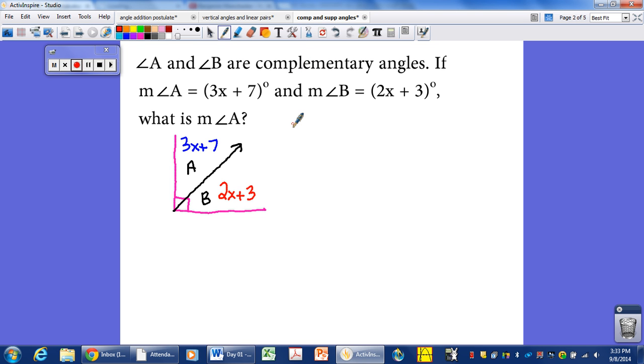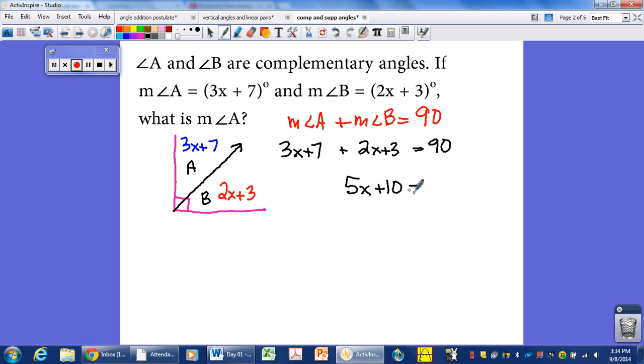By definition of complementary angles, the measure of angle A plus the measure of angle B equals 90 degrees. Now let's do some substitution and solve this equation. Once we find x, we can figure out the measure of angle A. A is 3x plus 7 degrees, B is 2x plus 3 degrees, and that all has to add up to be 90. Combining like terms, we get 5x plus 10. Subtracting to the other side, 5x equals 80. Dividing both sides by 5, x becomes 16.